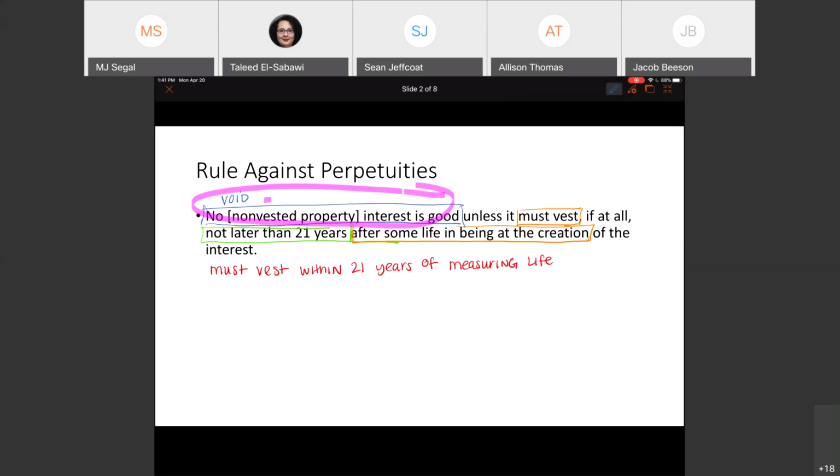that this is only going to apply to interests that have not completely vested already, right? So interests that have not completely vested are contingent remainders, executory interests, and vested remainders subject to open.